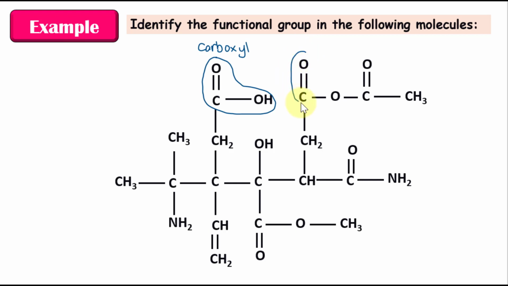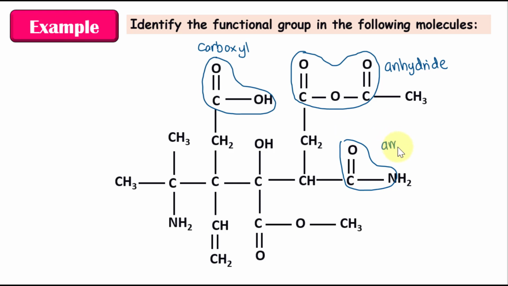Here we have C(=O)-O-C(=O). So this is an anhydride. And then here we have C(=O)N, right? So here is the amide or carboxamide. This is a hydroxyl group. So we have a hydroxyl group. This is an amino group, right? Amino group.